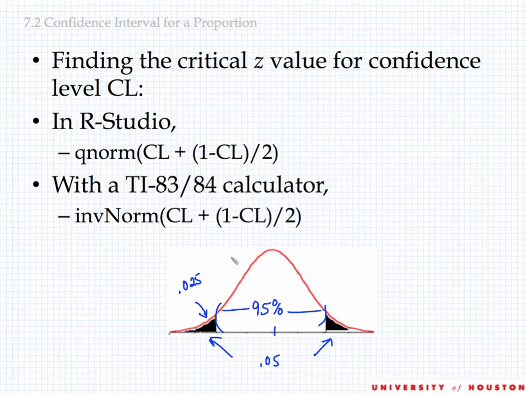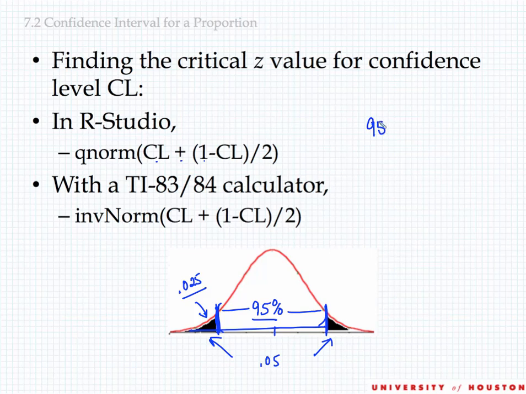Inverse norm and q-norm give us the number of standard deviations that we are away from the mean based on our probabilities or areas to the left of our value. So if we're trying to find endpoints of this confidence interval, we're going to add 95% to 0.025. And that's where the confidence level plus 1 minus the confidence level divided by 2 comes from.